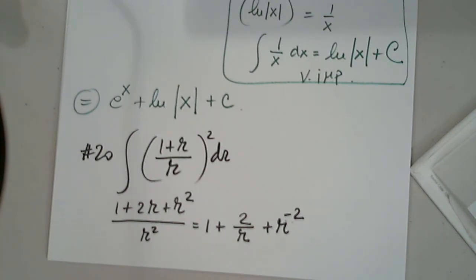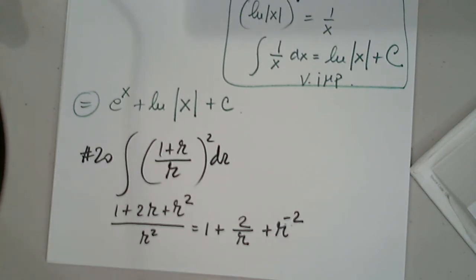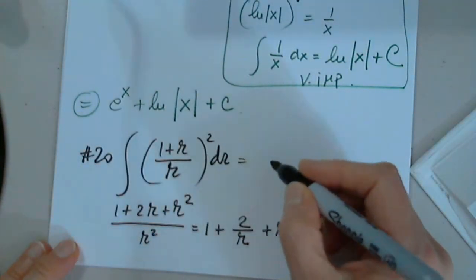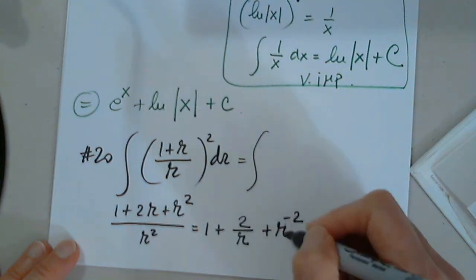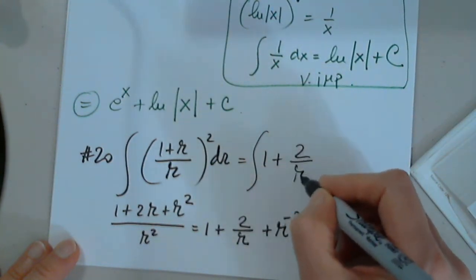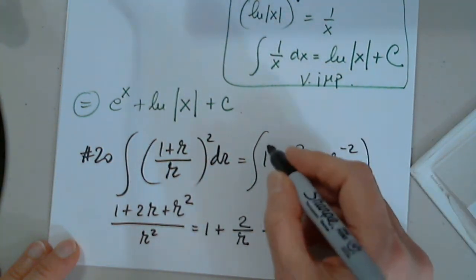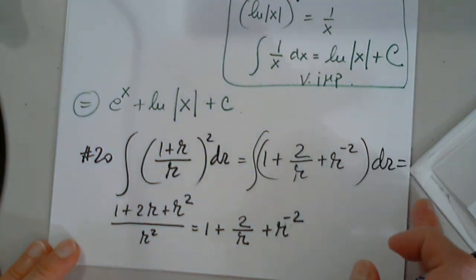So I have to simplify as much as I can in parentheses. So I square the top, I square the denominator, and then I simplify by separating into 3 fractions. This over this is 1. 2r over r squared simplifies into 2 over r, and 1 over r squared simplifies into r to negative 2. So now I can write the answer as the integral first of 1 plus 2 over r plus r to negative 2. Everything dr, of course.